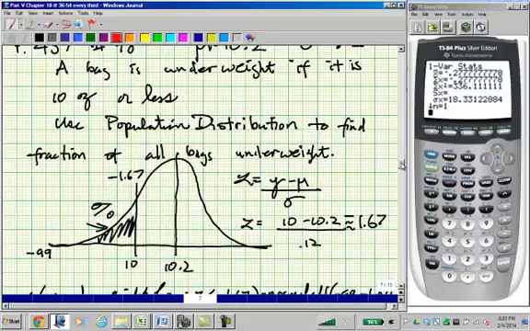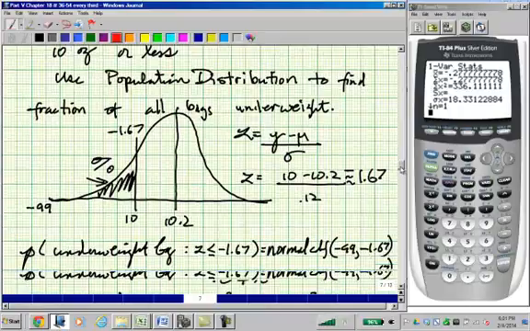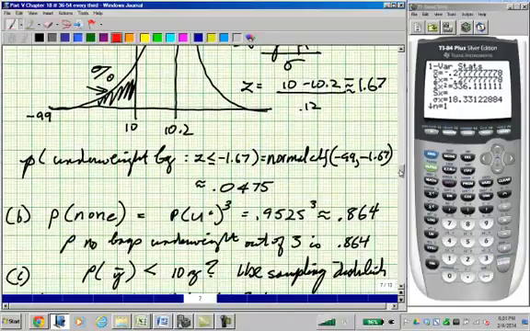Well, z is y minus mu over sigma. 10 minus 10.2 divided by 0.12 is approximately equal to negative 1.67. And so the probability that a bag is going to weigh 10 ounces or less is normal CDF of negative 99, comma negative 1.67, or a little less than 5%.